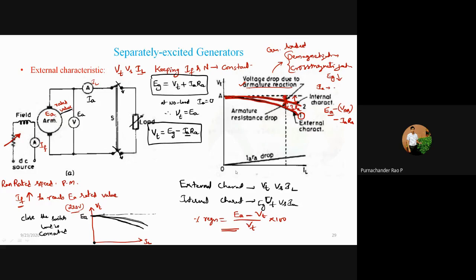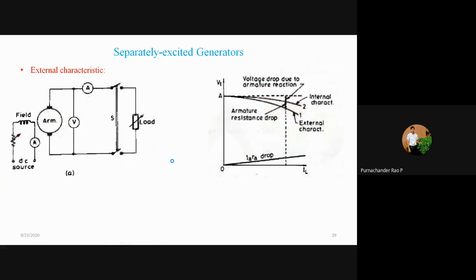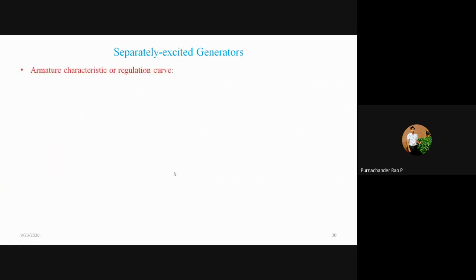So I will stop here. Tomorrow we will discuss the armature characteristics or regulation curve for the separately excited machines or generators. And again, we'll see the same characteristics for the shunt generator also. Tomorrow we will completely discuss the shunt generator characteristics. If possible, we will finish series and compound generators also, because all the characteristics are similar to the characteristics we discussed here.